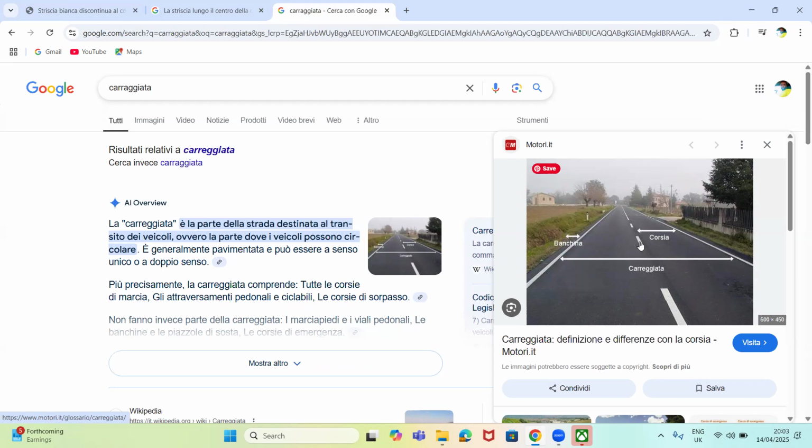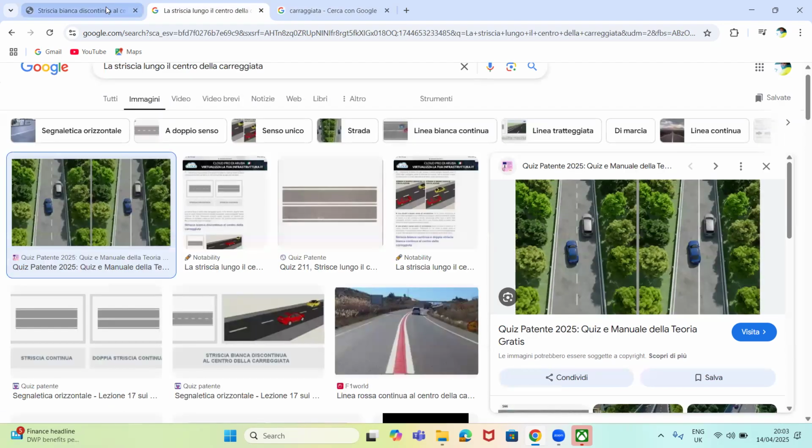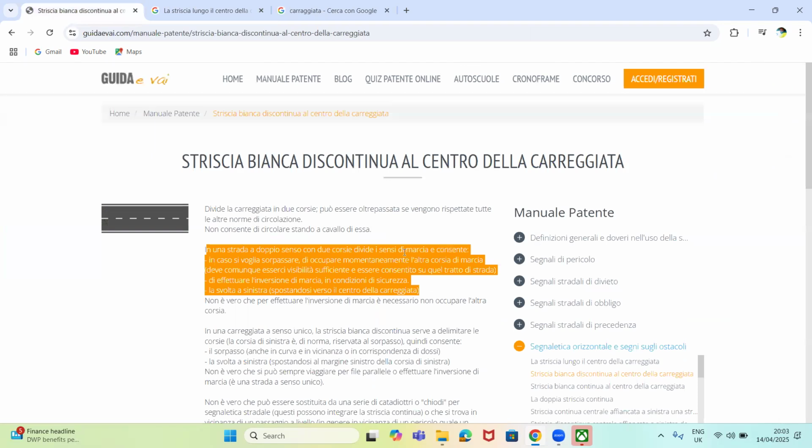Now, we're about to see the situation where a discontinuous line in the center of the carreggiata is also indicating doppio senso. Are you following me now? Now watch. In una strada a doppio senso con due corsie, that discontinuous line divide i sensi di marcia. That discontinuous line divides the sense of movement.